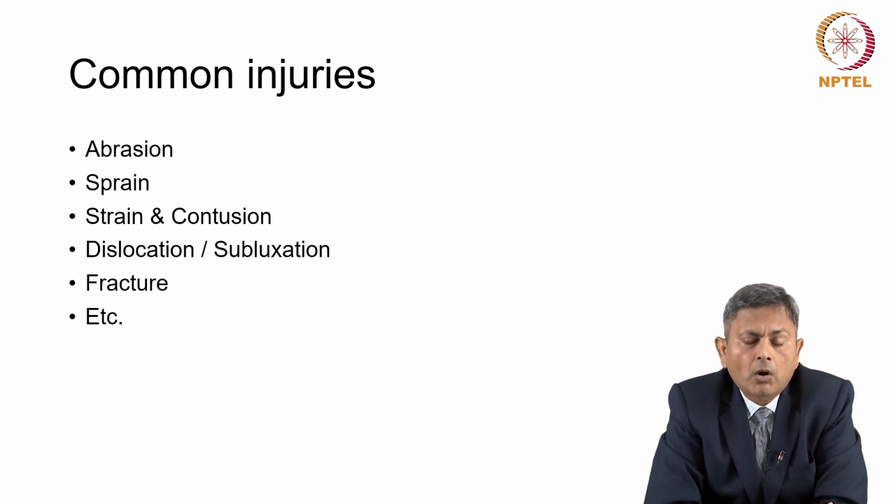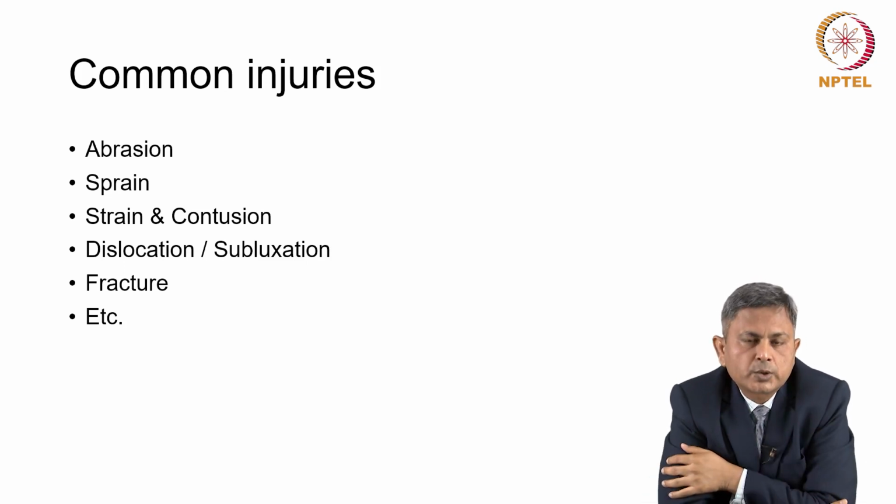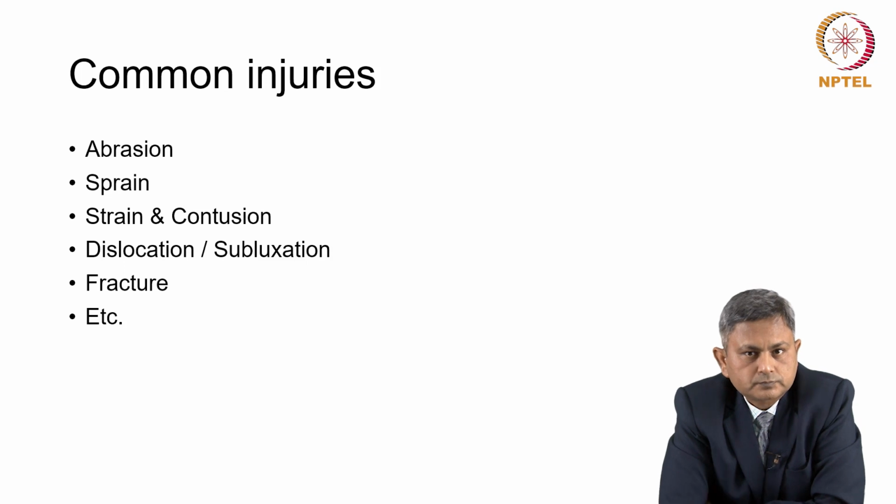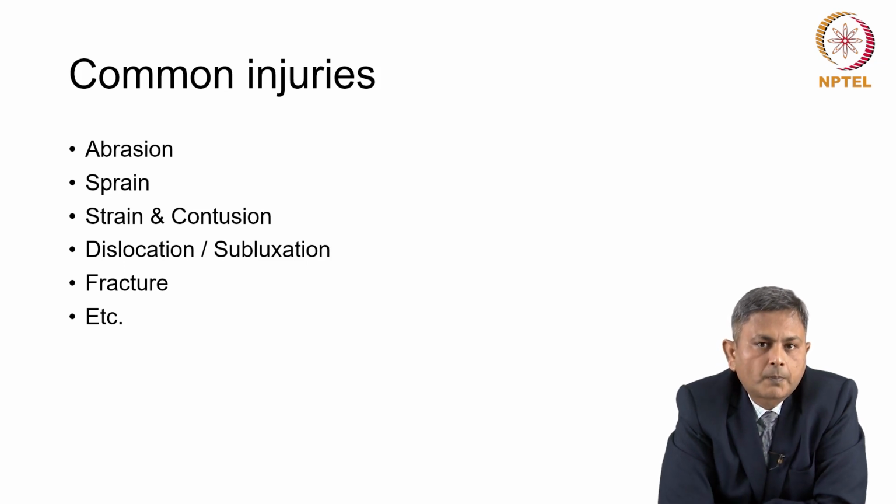Dislocation and subluxation. Dislocation is the complete disruption of the joint, and subluxation is partial disruption of the joint. Like shoulder dislocation, the most common is anterior dislocation, and lateral and posterior dislocation is quite uncommon.